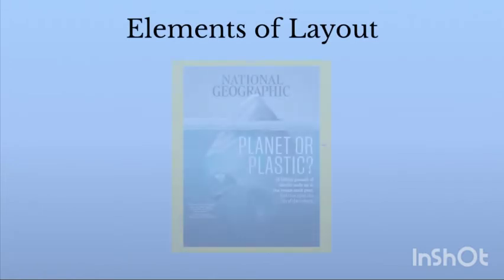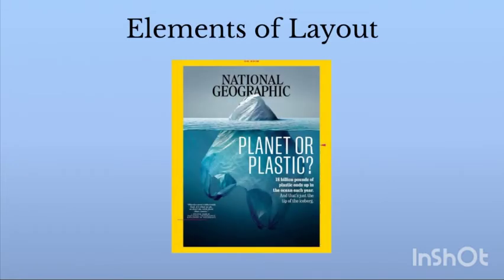Now, what are the elements of a page layout? You can see the cover page of National Geographic here. So, the first element is color. Color is a very important element, as each color has its own association in the human mind. So, a poor choice of color may ruin the whole layout. So, while choosing a color, the theme, the idea behind, and the target audience must be kept in mind, and the text color must always be in contrast with the background color.